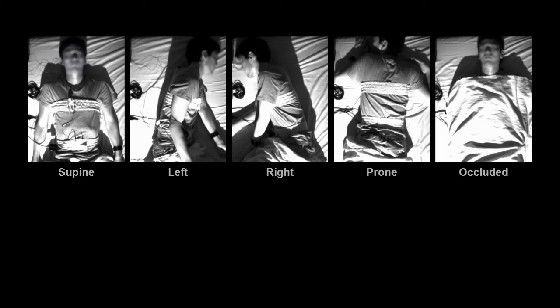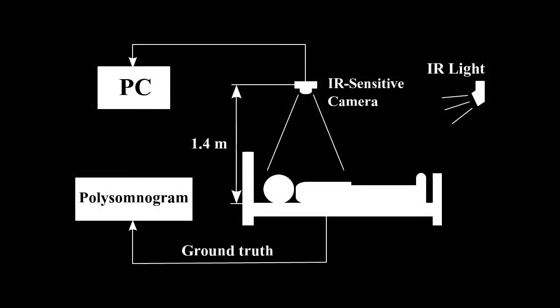We recorded videos in 5 different positions. Each video was 5 minutes long, and there were a total of 17 participants. Recordings took place in a dark room illuminated with an infrared light. Ground truth heart rate and respiratory rate were captured via polysomnogram.